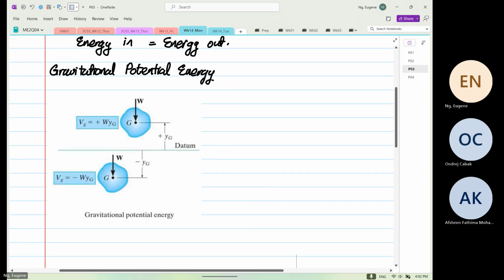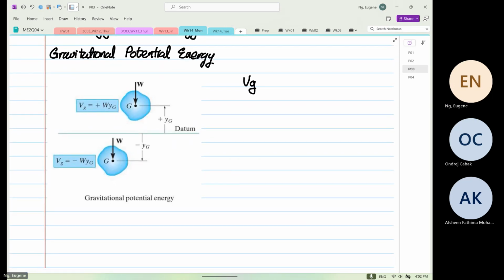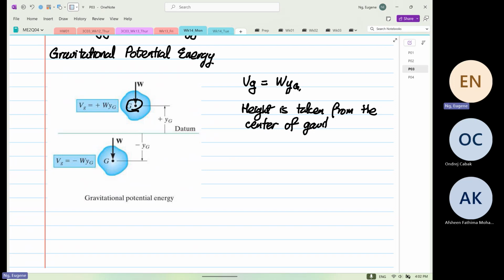So Vg is equal to what? Is equal to W YG, okay, or YG over here. And you have to take note the height is taken from the center of gravity again. So if you have any complex body to analyze, make sure you know where the center of gravity is.